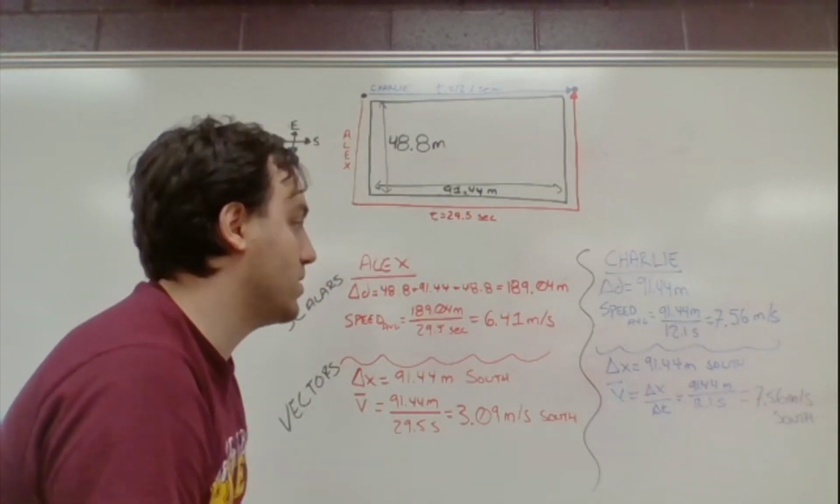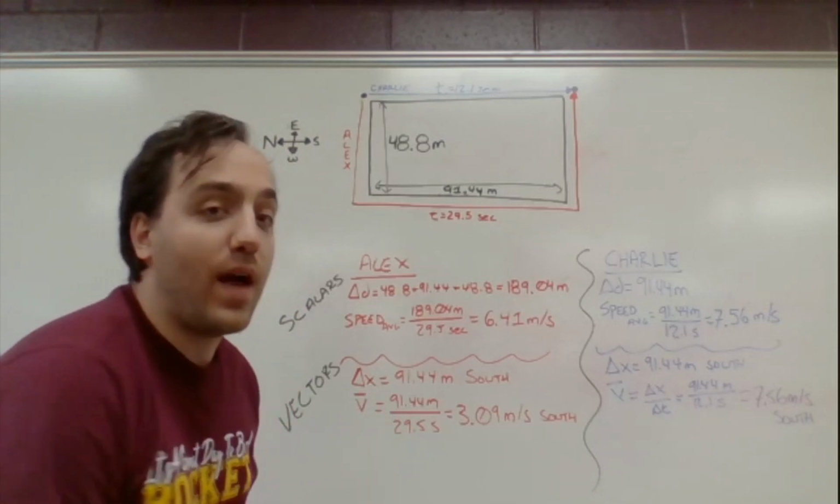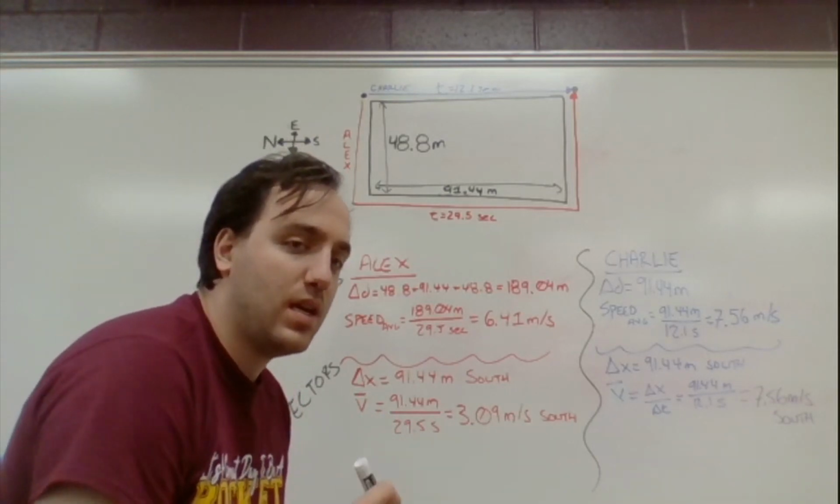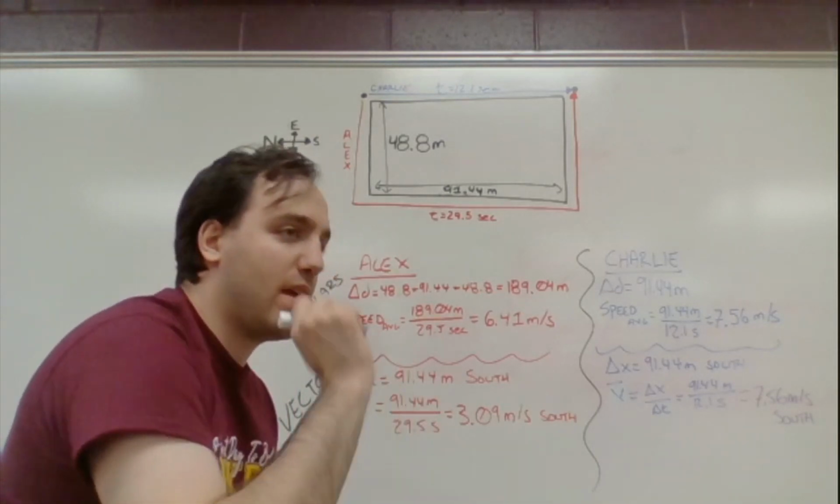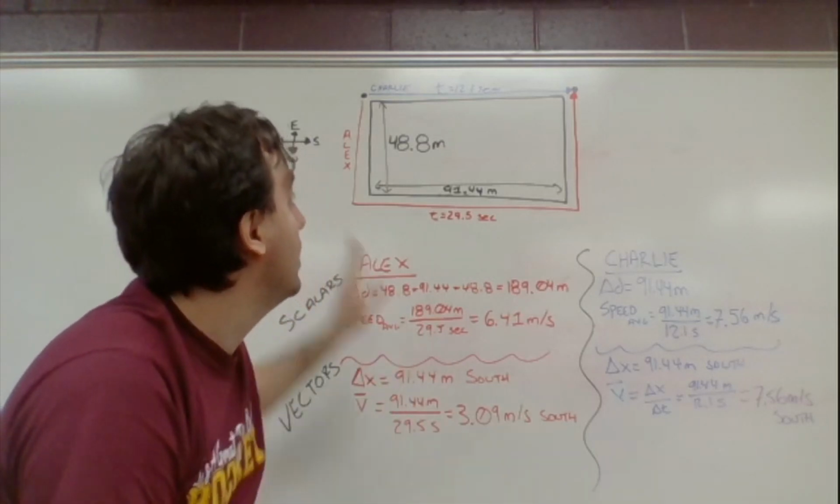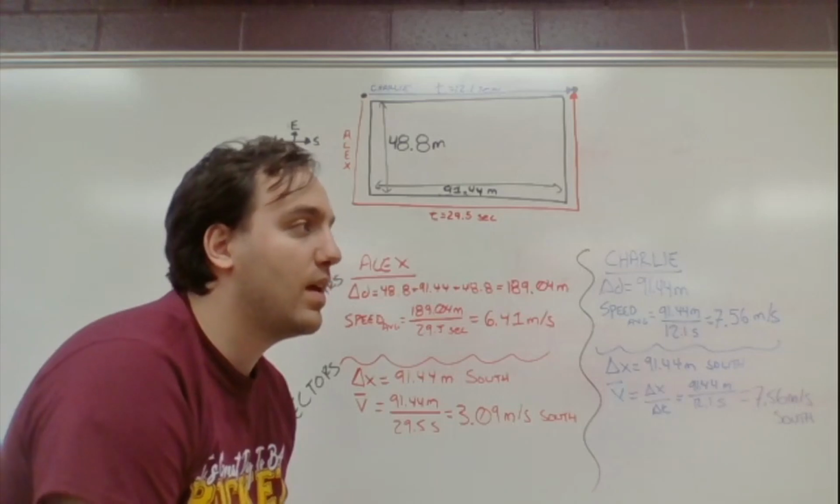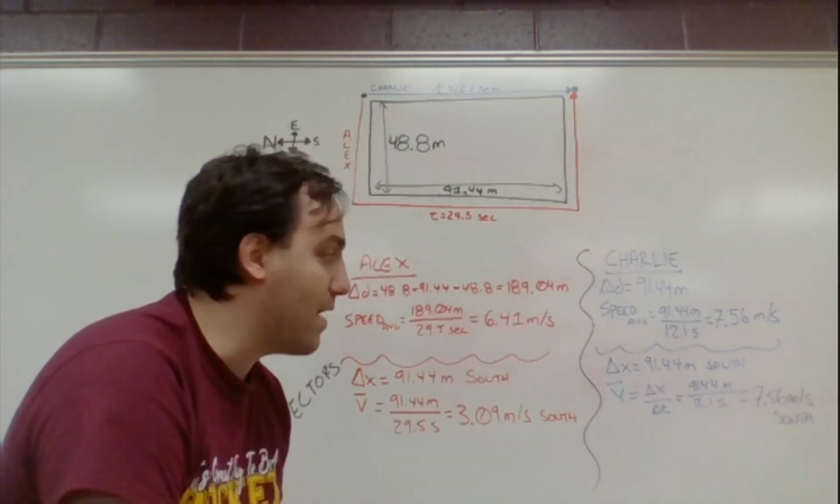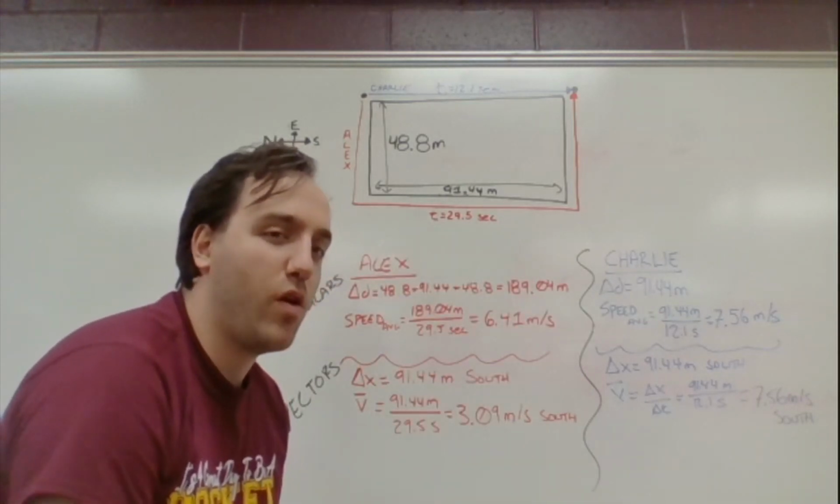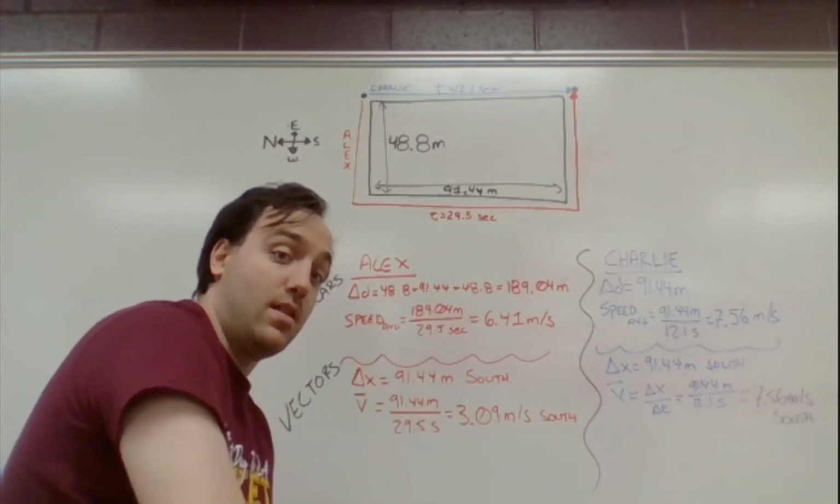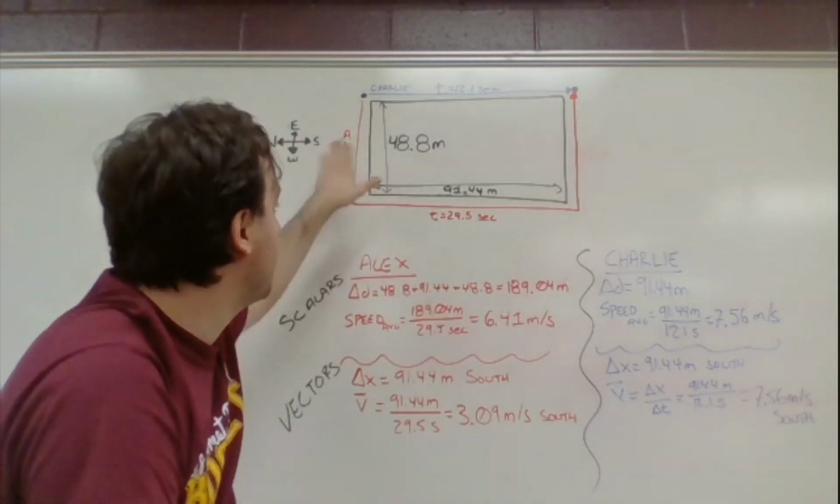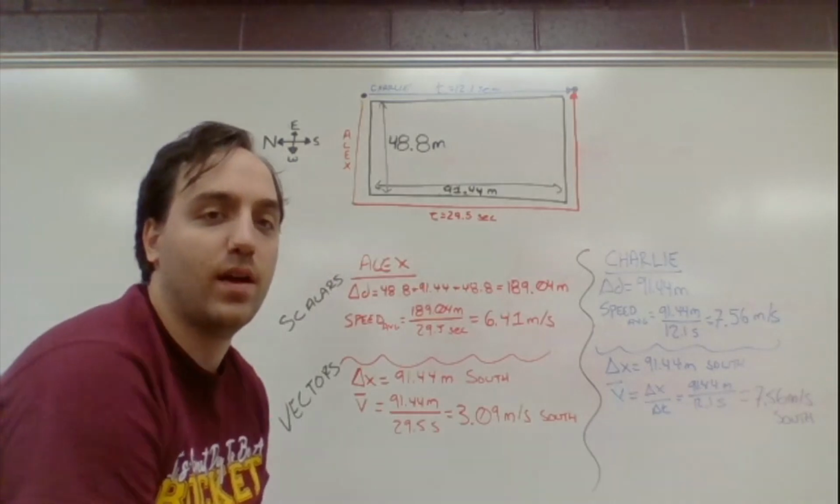Scalars, vectors. The scalar value will always be equal to or larger than the vector value because the shortest way between 2 points is a straight line. The vector only cares about the straight line path. Or another way to put that, the vector will always be equal to or less than the scalar value because all it cares about is the straight line.